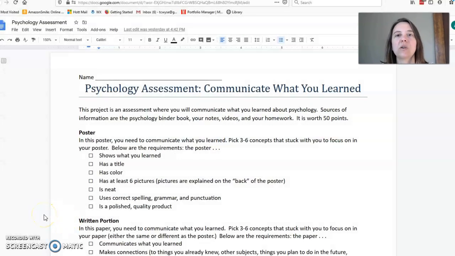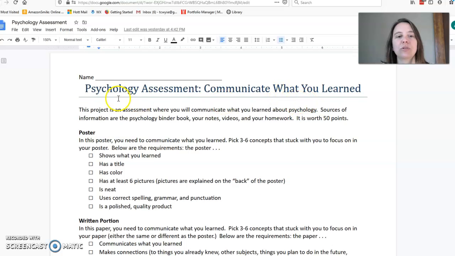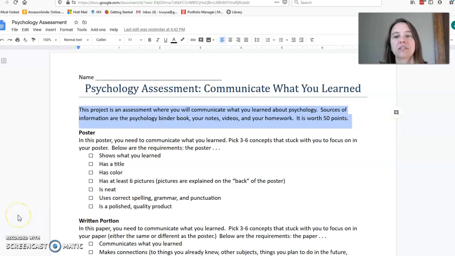Today we are going to go over our psychology assessment project. I'm excited to see what you come up with. First off, please open up your psychology assessment and let's go along. You're going to communicate what you learned in this unit. This project is an assessment where you will communicate what you learned about psychology.